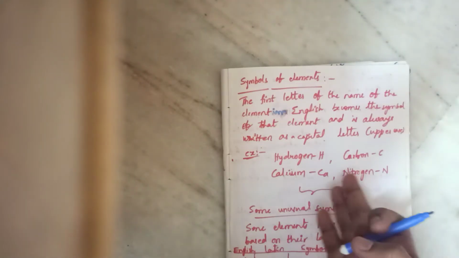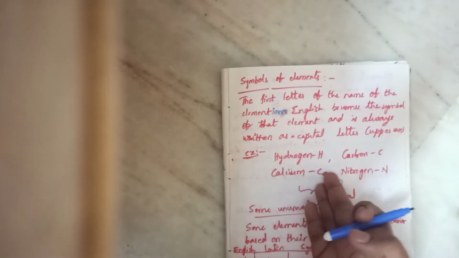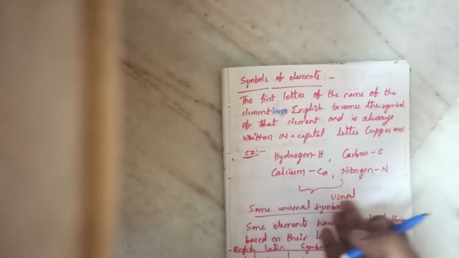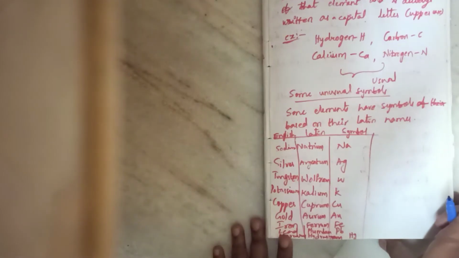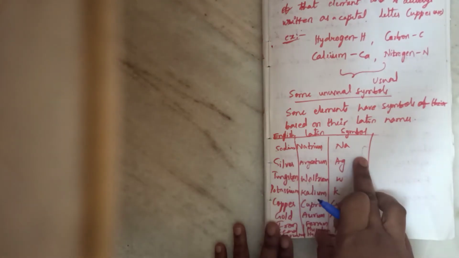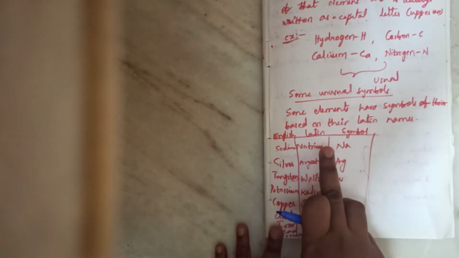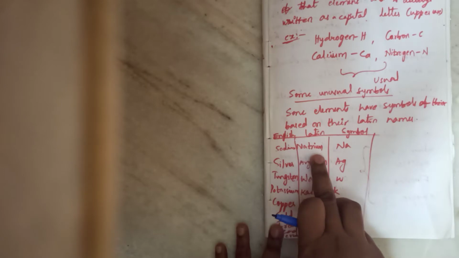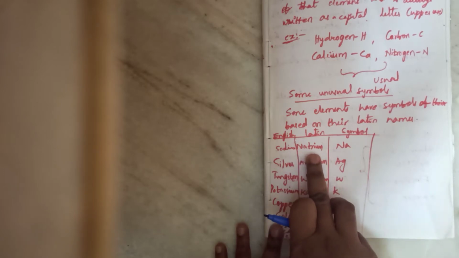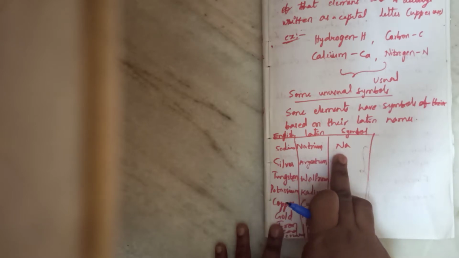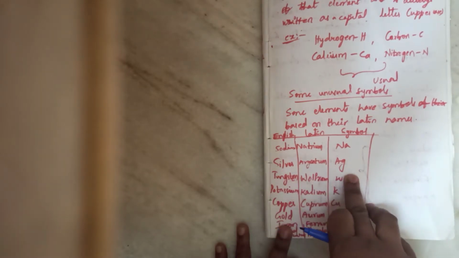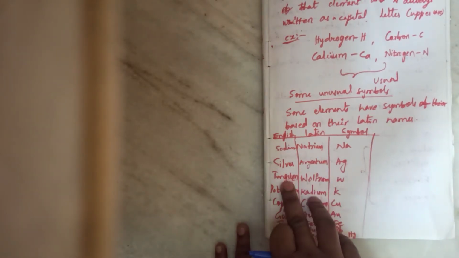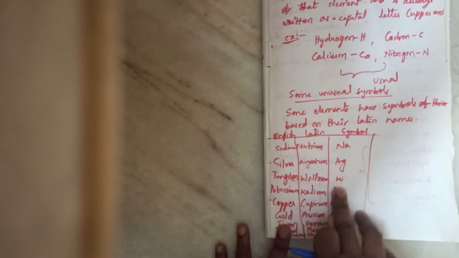These we all know, the usual symbols: hydrogen H, carbon C, calcium Ca, nitrogen N. These are all from English names. And some are unusual, like sodium, which has Na as its symbol, from the Latin word natrium. In Latin the name of sodium was natrium, so that's why we take Na. Silver is argentum in Latin, so the symbol is Ag, and tungsten is wolfram, so W.